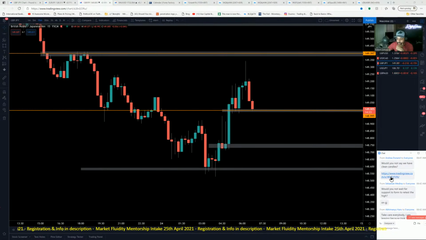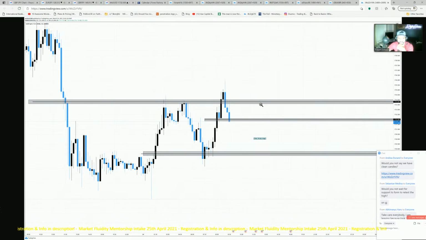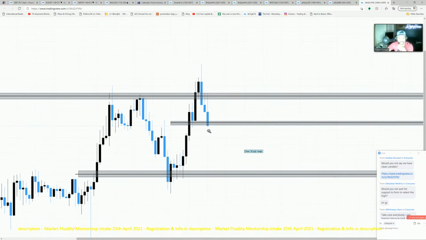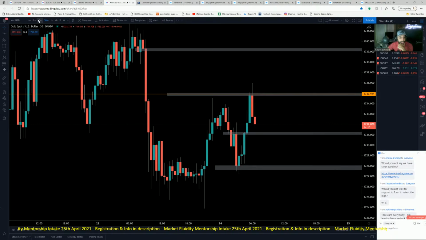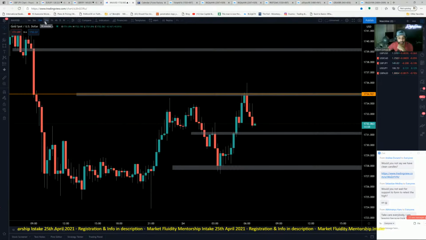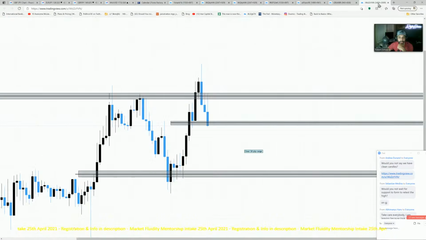Would you not say we have clean candles? Let's take a look at this area over here. This is the gold 15-minute chart. Clean candles, yes. 30 pip range, we do have clean candles. I'm basically looking at the 30-minute time frame and the 15-minute time frame, so I'm keeping this area in mind as well over here.